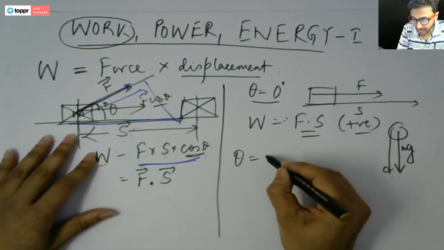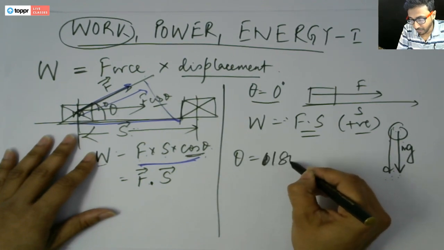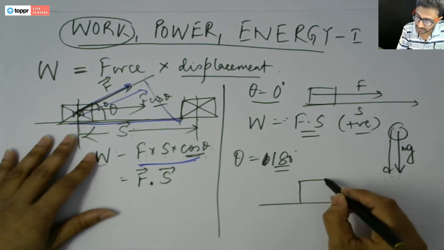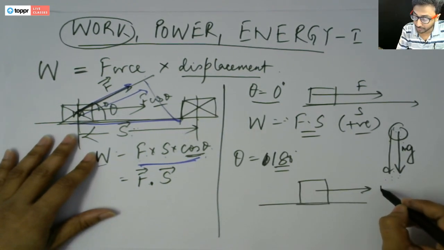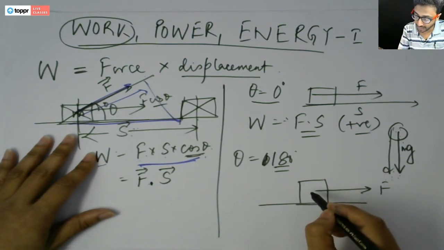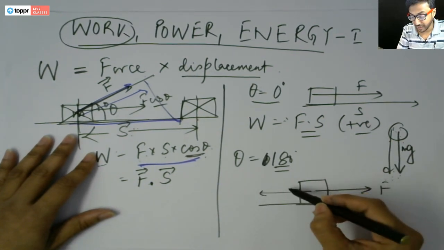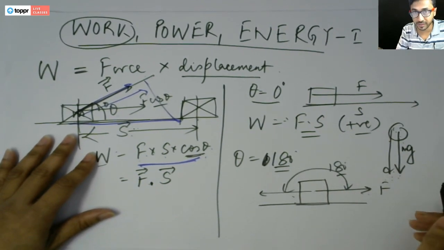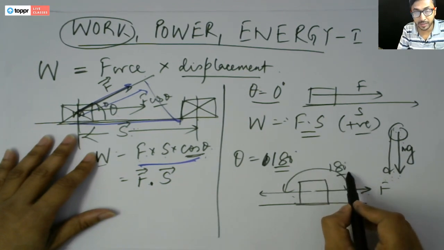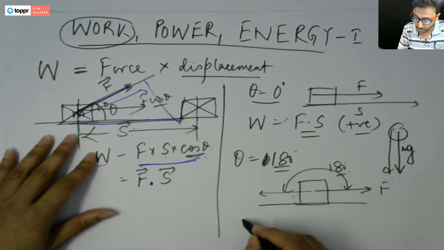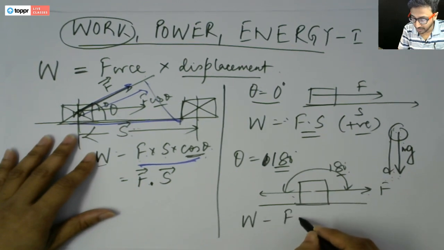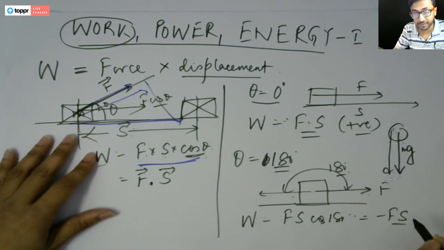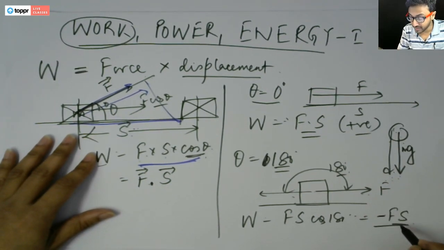Now what if theta is say 180 degree? If theta is 180 degree, then what we understand? That the force and the displacement, they are at an angle of 180 degree, that is they are opposite to each other. When angle is 180, cos 180 is minus 1. So work will be nothing but Fs cos 180, that is minus F into S. Now, minus means it is a negative work.